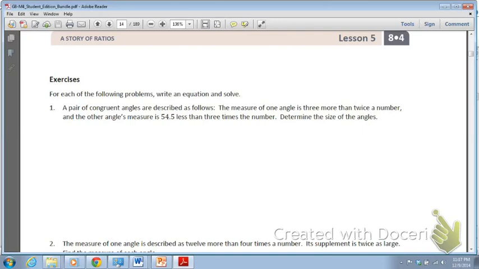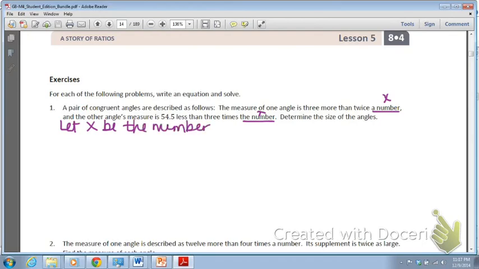All right, so we need to write an equation. We're going to have an unknown because we're solving for something. So let's let that be x. Now I might be thinking, are we going to let it be an angle, or what are we going to do? But we have this number referred to in this sentence: the measure of one angle is 3 more than twice a number, and the other angle's measure is 54.5 less than 3 times the number. So let's let our number be x right here. So let x be the number.